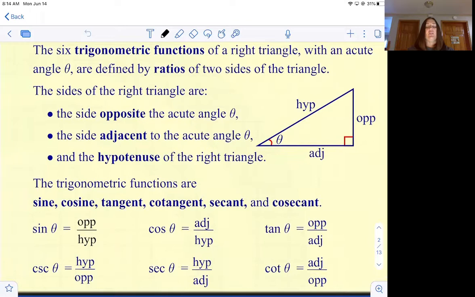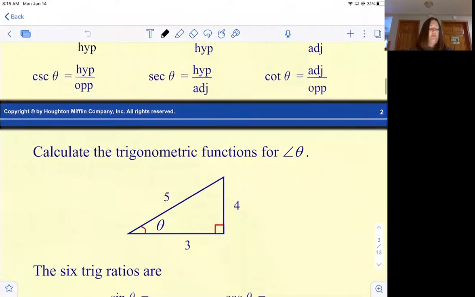Secant is the reciprocal of your cosine function, hypotenuse over adjacent, and cotangent is the reciprocal function of tangent, so it's adjacent over opposite. Remember that the side across from your right angle is always your hypotenuse. Then your side opposite, or farthest away from your angle, is your opposite side. And then the other side is your adjacent side. So kind of reviewing some of the things that we did last week.